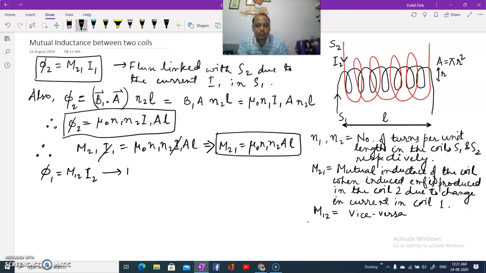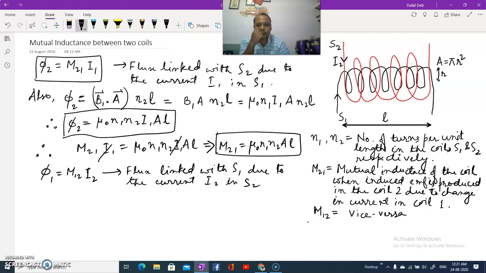This is the flux linked with S1 due to the current I2 in S2. Okay, I hope you understand this. Now again, the same way, we will calculate the value of phi 1 as B dot A.